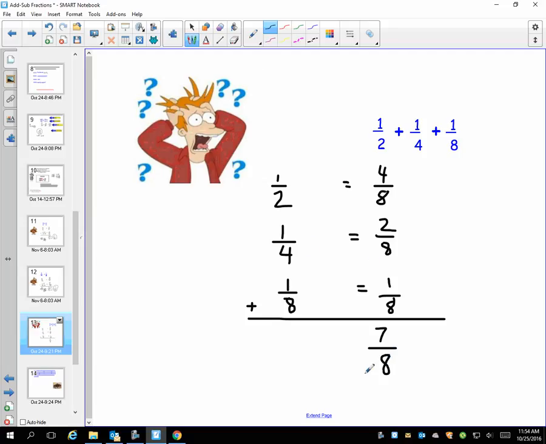And my answer is 7/8. Now my step 4 is to simplify, but is there a common factor between 7 and 8? They don't have any common factors, so that is my simplified answer, 7/8.